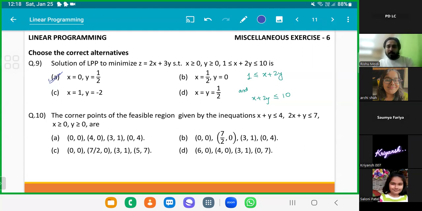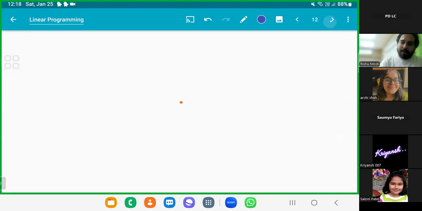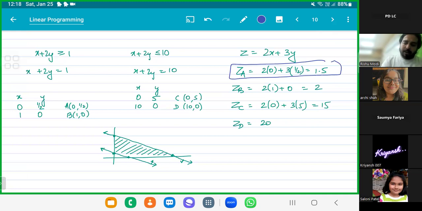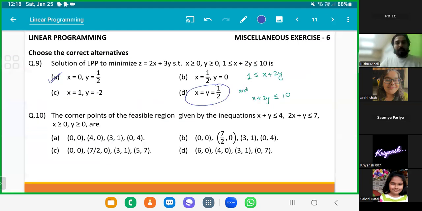Sir, can't we just substitute x and y in Z? But what if these values were not part of the solution? That is also a problem. Suppose, for example, I had substituted x and y equal to half and half. Now, in our question, where was the region? Half and half would be somewhere in between the region. So till the time you don't solve that part, you will not understand where that value was. So that is one thing.